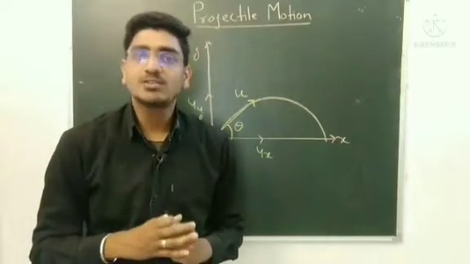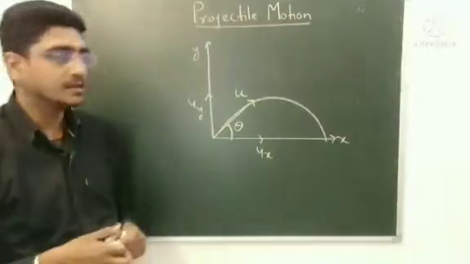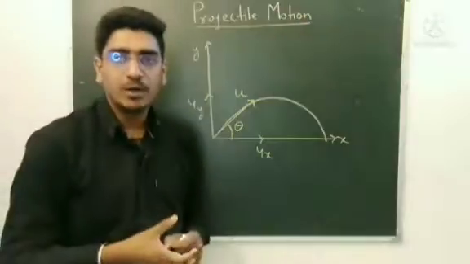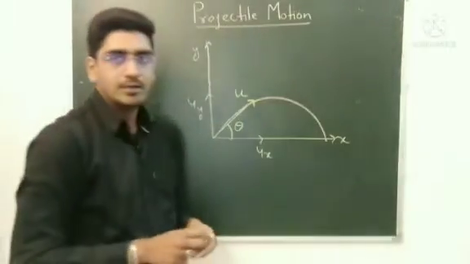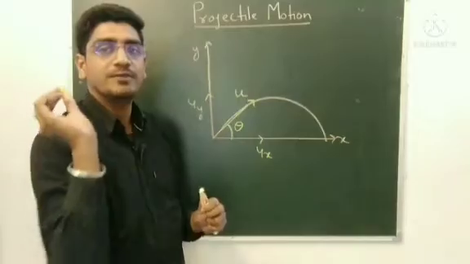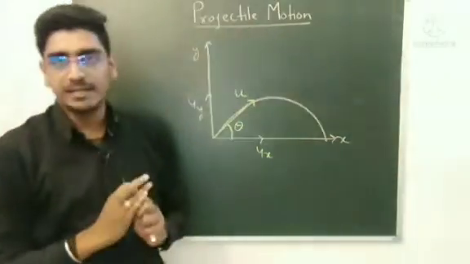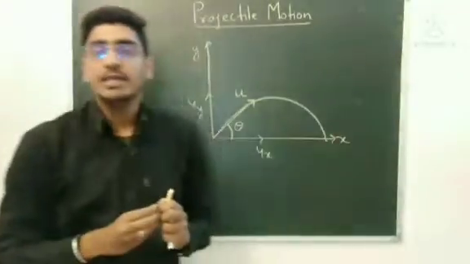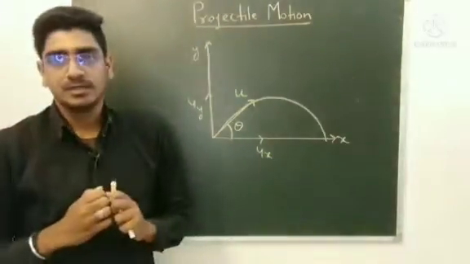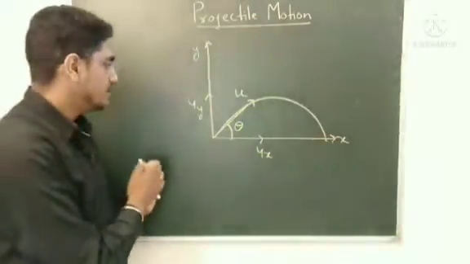There are lots of examples of projectile motion. If we consider the trajectory of a football when a footballer kicks it, the trajectory is like this. Or if we throw any particle, this trajectory, the parabolic path, is called the projectile. If you throw any particle in the plane, that's why we also call it motion in a plane. So this is an example of projectile.